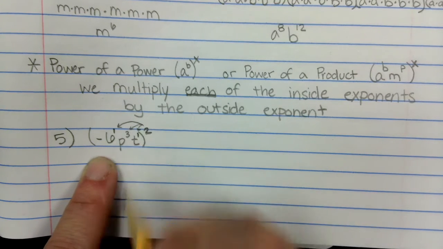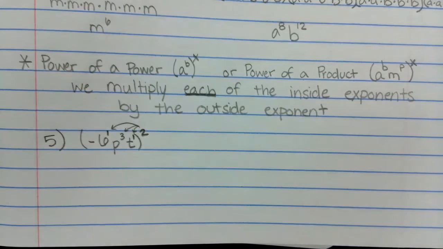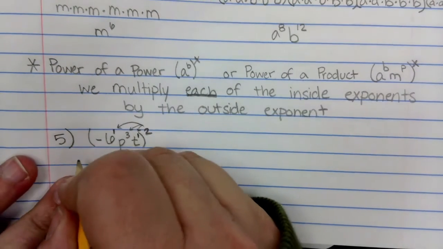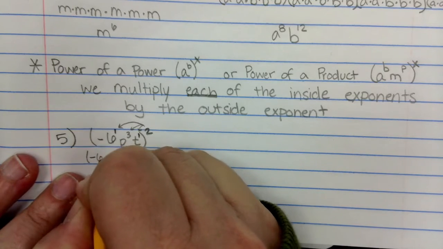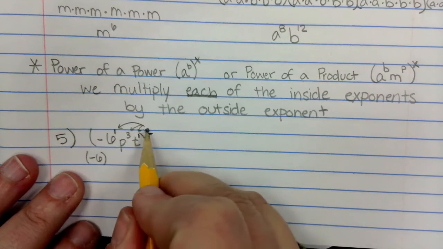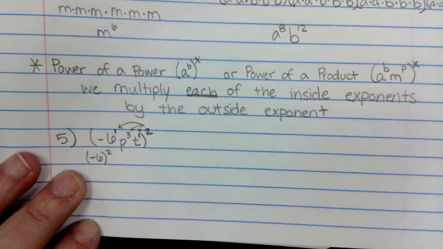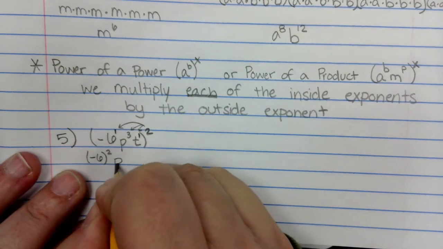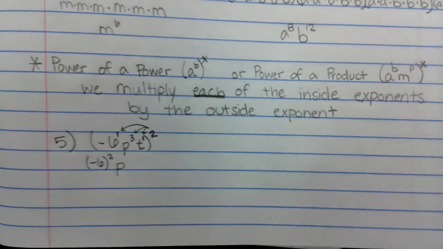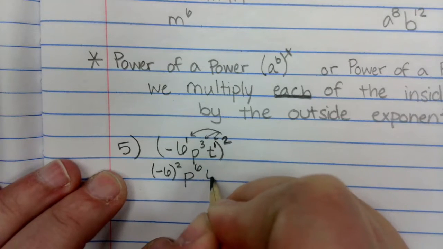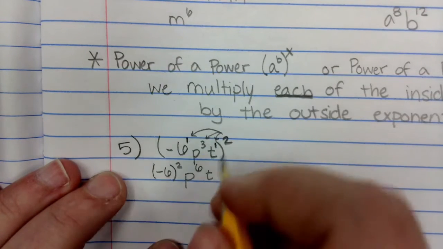And it kind of reminds us of what property? It's similar to distributive, but distributive is a little different. We use it in a different way. So this is the power of power. So we're going to take -6. And what is 1 times 2? 2. P to the 3 times 2. 6. T to the 1 times 2. 2.